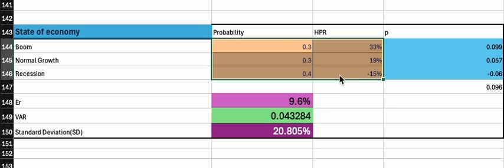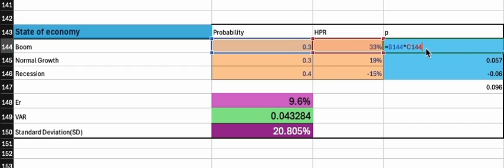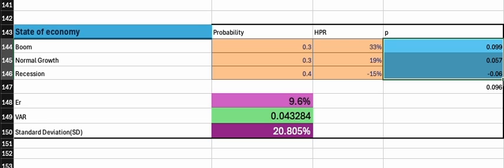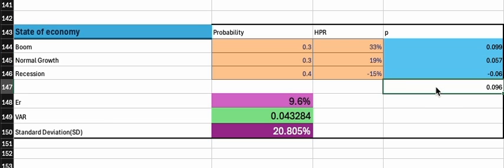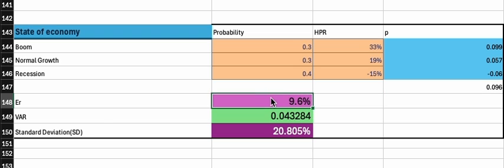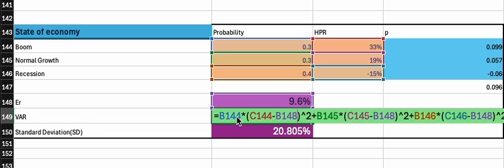So once again, it's color coded and these are all given. So 0.3, 0.3, 0.4, holding period is 33%, 19%, and negative 15%. All you do is you multiply each of those by one another. You can do that, and then you can simply just drag this down. You'll get the answer to all of them. Then you're going to calculate for the sum of these, which gives you 0.096, which that will be your expected return.